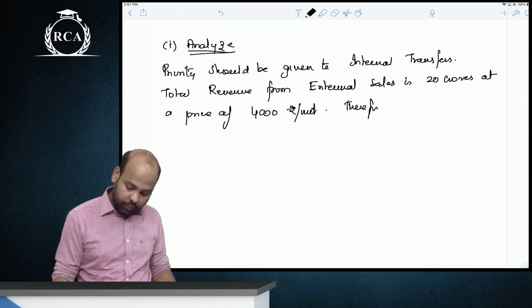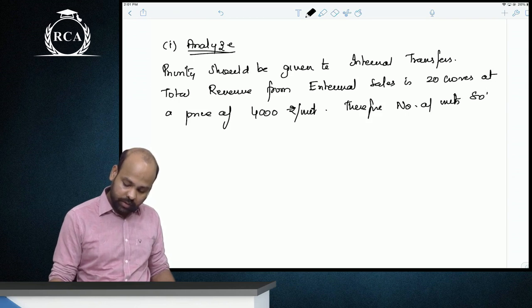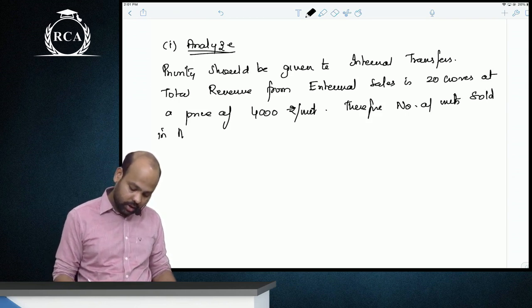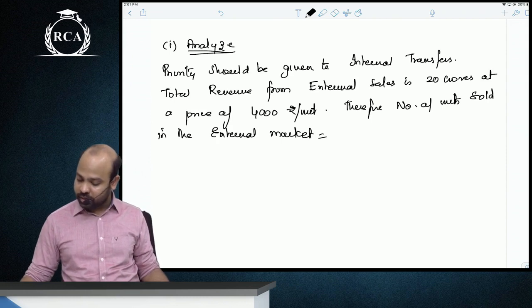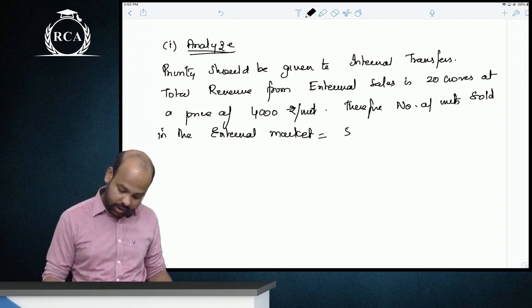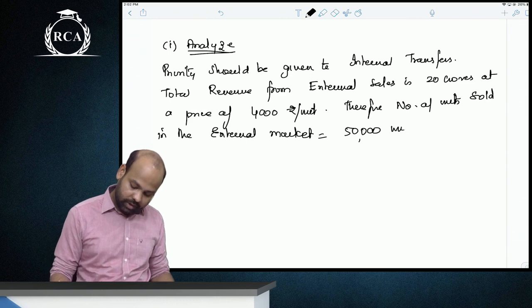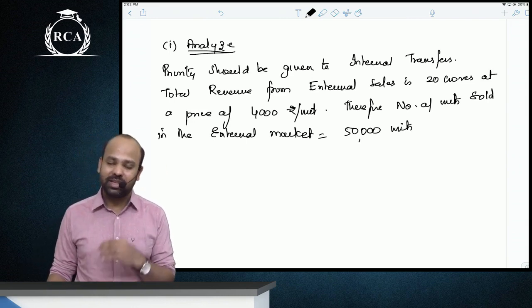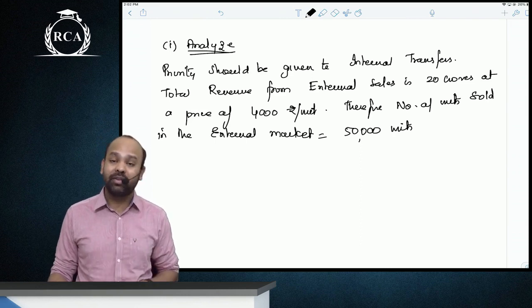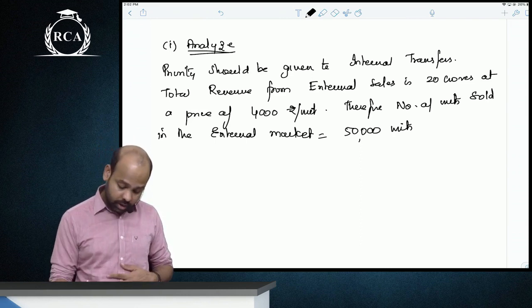Therefore, the number of units sold in the external market, beta, would be this 20 crores as such, guys, divided by 4,000 rupees, 50,000 units. Please understand, guys, the question says, beta, that your revenue from external sales is 20 crore rupees. So yes, beta, you're selling 50,000 units in the external market.